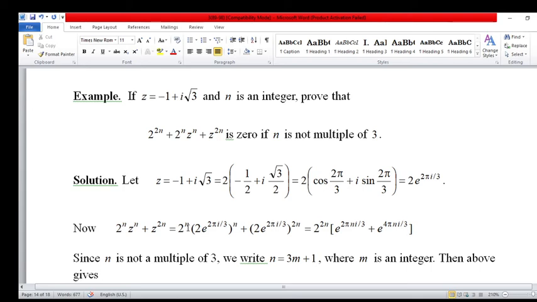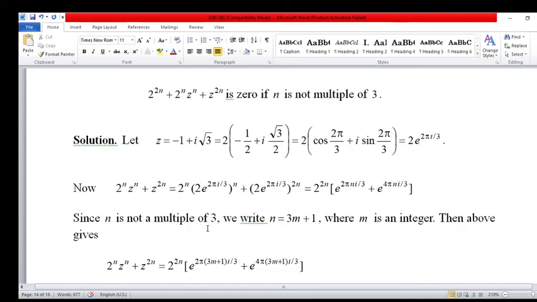is equal to, this is the 2 raised to the power n is common, and this is the value of z raised to the power n, this is the value of z, and here power is n, means this is the 2 raised to the power n already here, and this is 2 raised to the power n, and this is the value of z raised to the power twice n. So this is equal to z raised to the power twice n is common, and in bracket e raised to the power i into twice pi n by 3, and e raised to the power i 4 pi by 3.